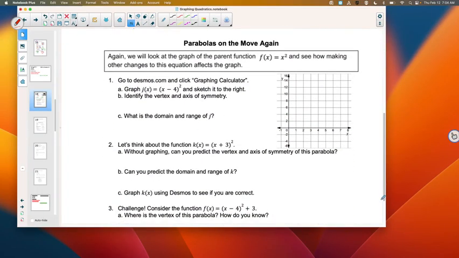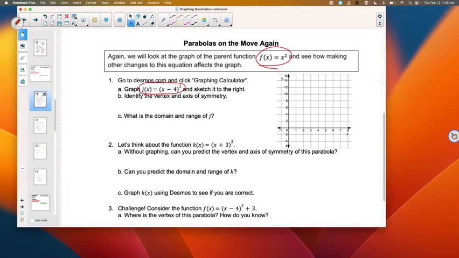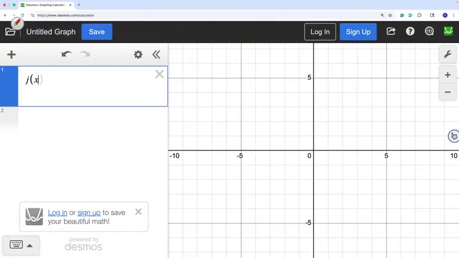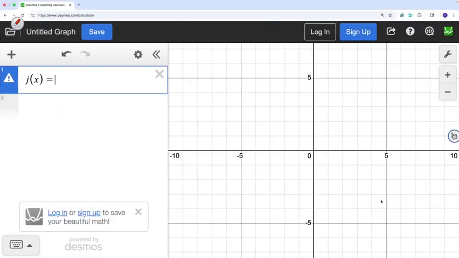All right, here, again, we're moving these like I keep saying. Okay, we're gonna look at this parent function and see how the changes are made. So we're gonna go to Desmos, click Graphing Calculator, and we're gonna graph this, okay? And we're gonna sketch it to the right, identify the vertex, so on and so forth. All right, so first we gotta get to Desmos.com. That is this right here. And we need to type in j of x equals (x minus 4) squared.